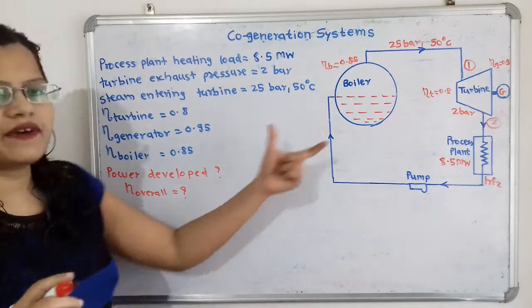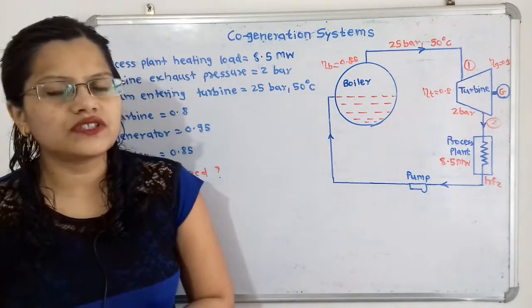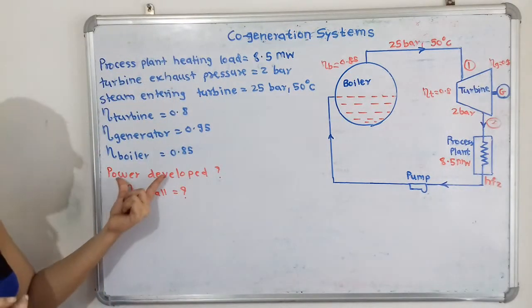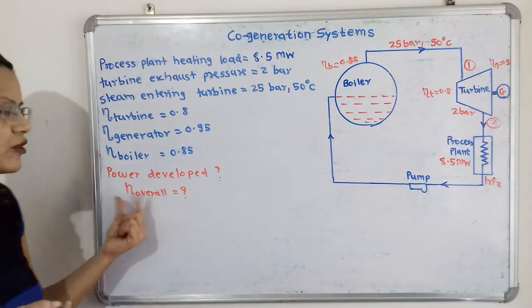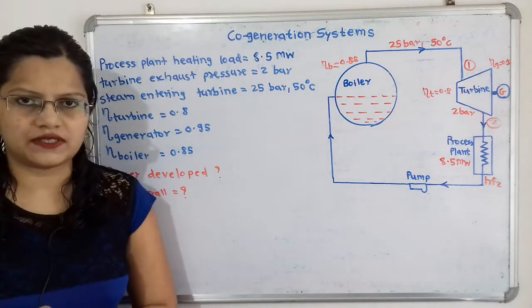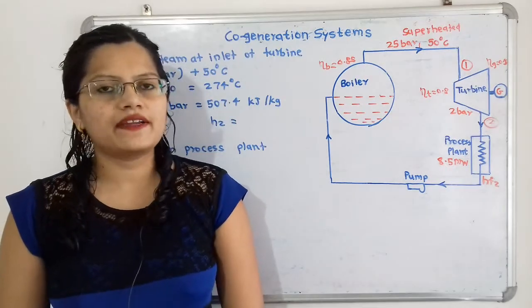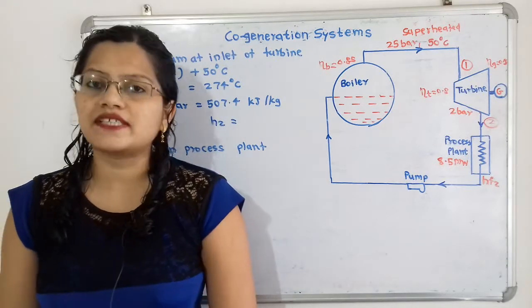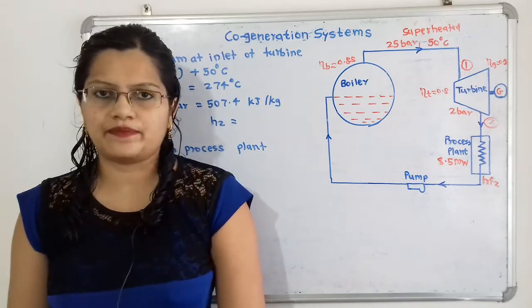So this is the given information for the cogeneration system, and for this we have to find out the power developed and the overall efficiency. Let us first find out the different values of enthalpies with the help of the steam table and Mollier diagram.